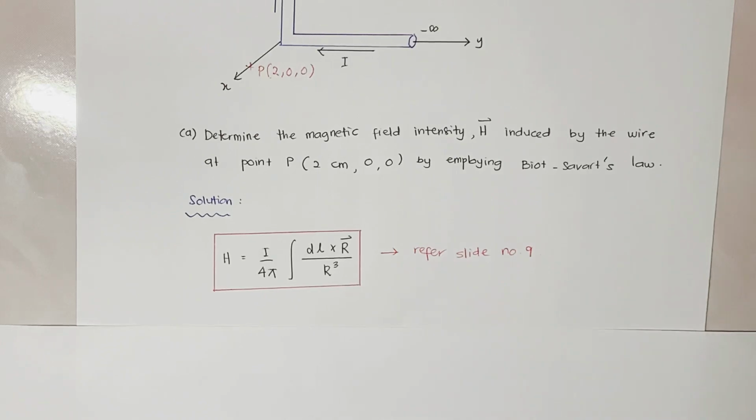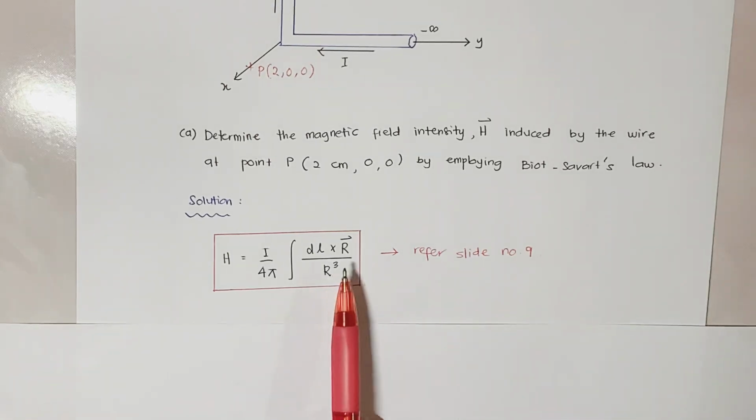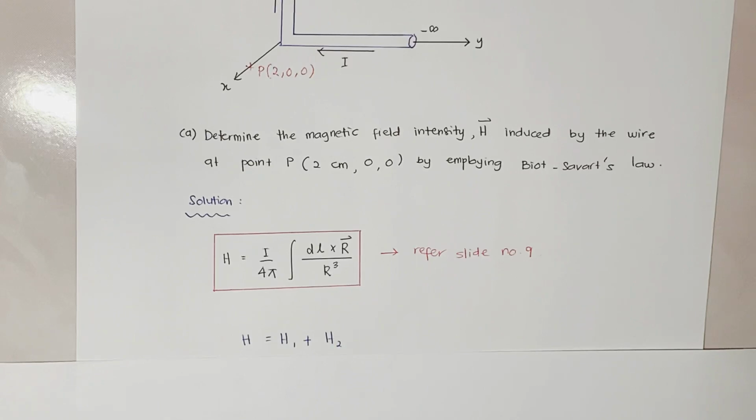Firstly, you can refer to slide number 9. This is the equation based on slide number 9 for the line, the magnetic field intensity for the line. So H equals I over 4 pi integration dl cross r over r cube. R cube is the magnitude, and this one is the vector of r. So firstly, we have the equation of H, but you need to know what H1 and H2 are.